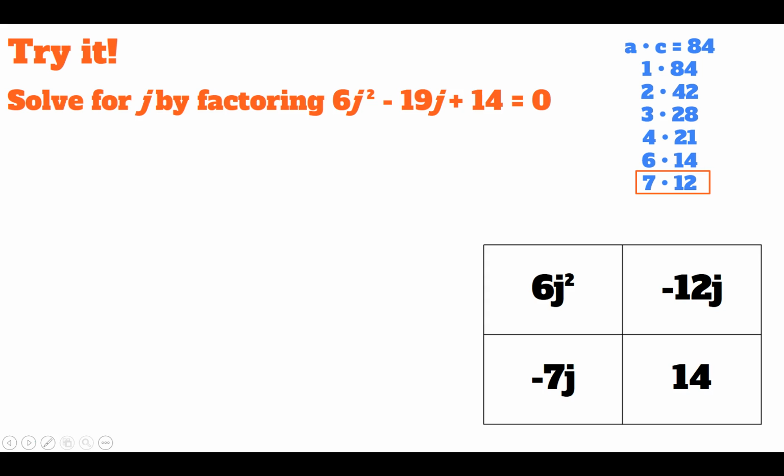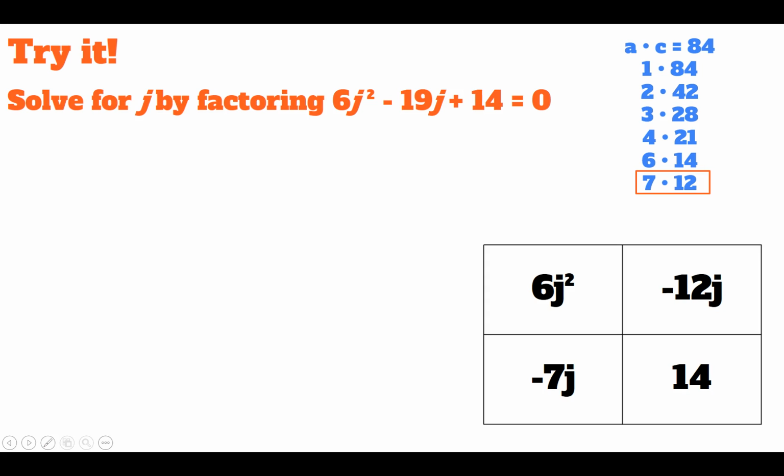What is the greatest common factor? So the greatest thing, the biggest thing I can divide out of 6j squared and negative 12j. 6j. What's the biggest thing we can divide out of negative 7j and 14? Negative 7. Just negative 7. No j, no j. Because 14 didn't have one. All right, so that gives me one of them.